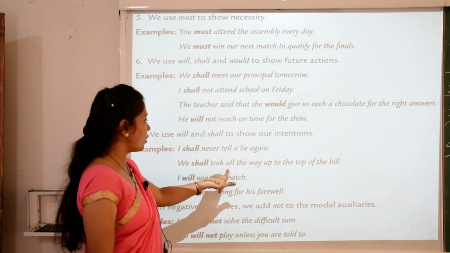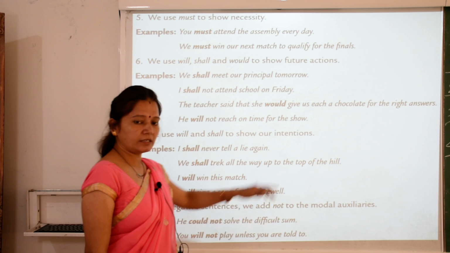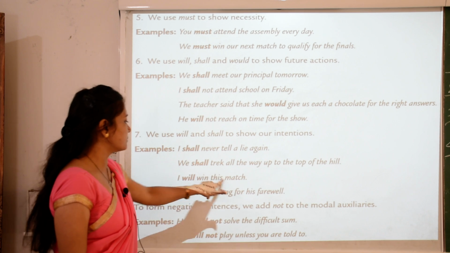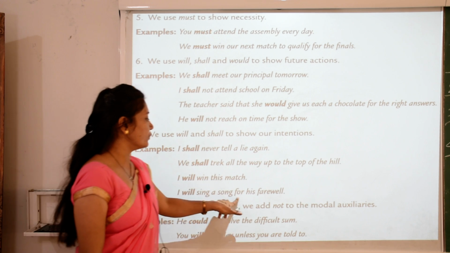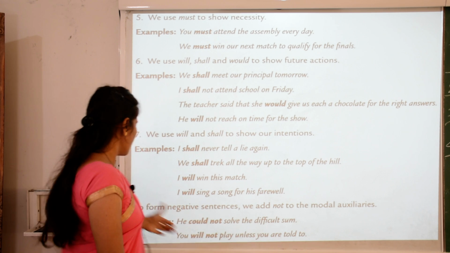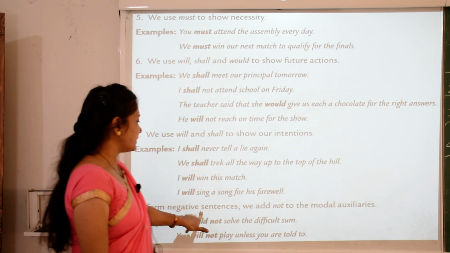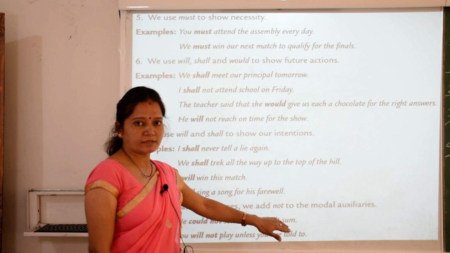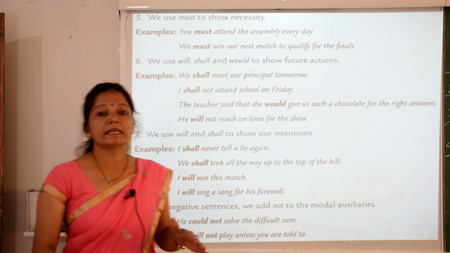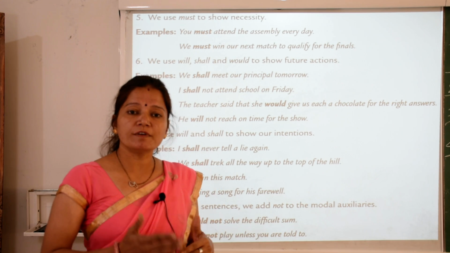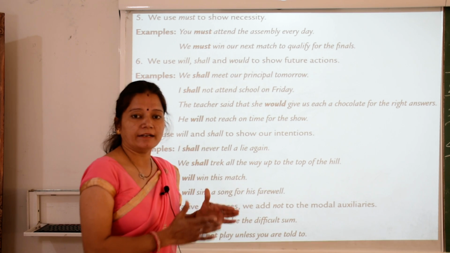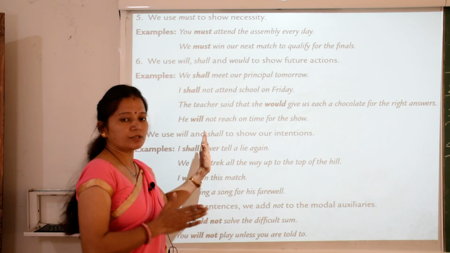We shall trek all the way up to the top of the hill. I will win this match. I will sing a song for his farewell. Now to form a negative sentence, we add not to the modal auxiliary. Okay, so if we want to show the negative, we add not to each modal.